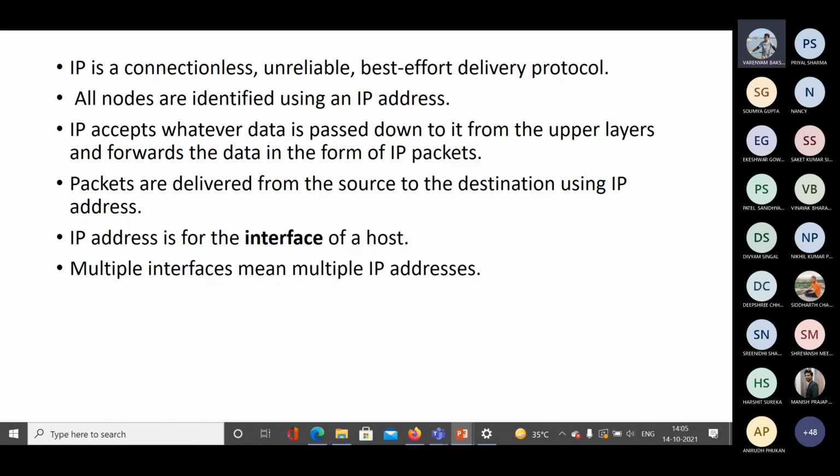And as we have already seen, every interface of a host is given an IP address. You had seen that in the last class when we were looking at subnets, each router's interface was given an IP address. Because if you are having different interfaces, you can have communications on them parallelly. So in that case, you can use different IP addresses to identify the different interfaces that the host is currently having.